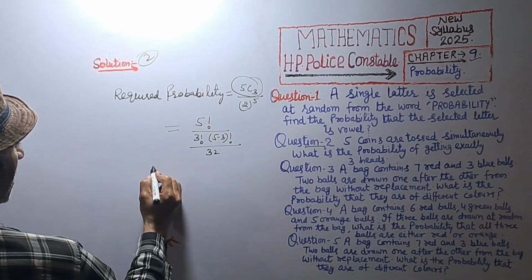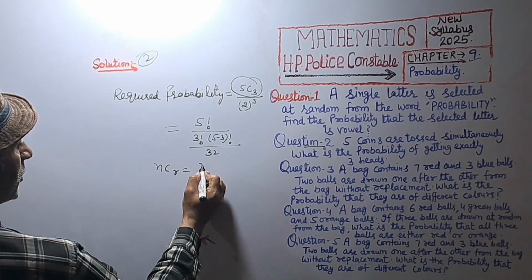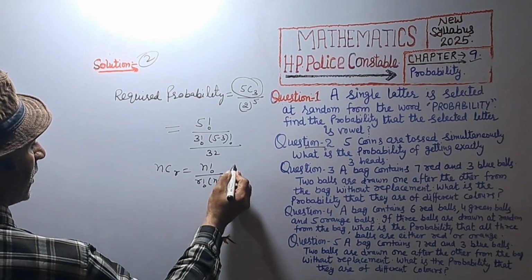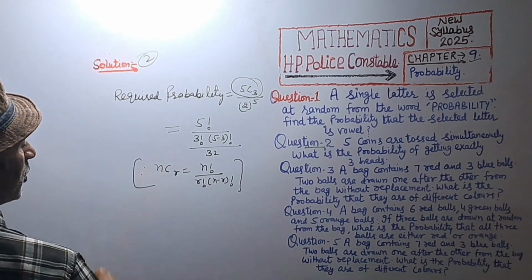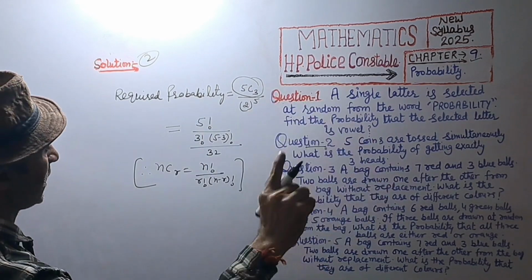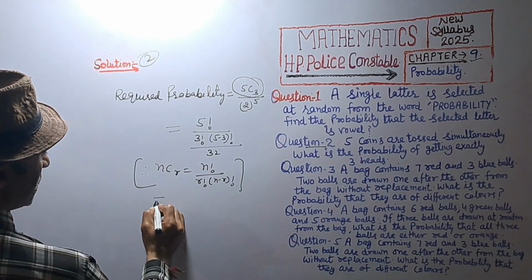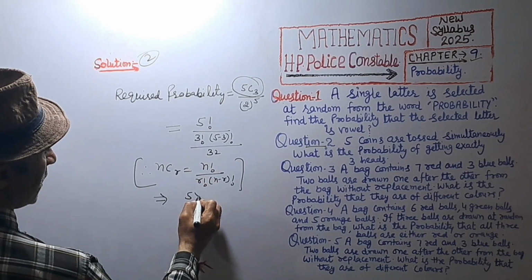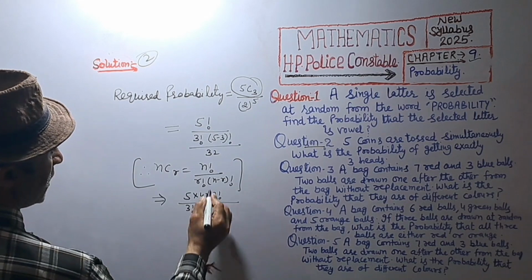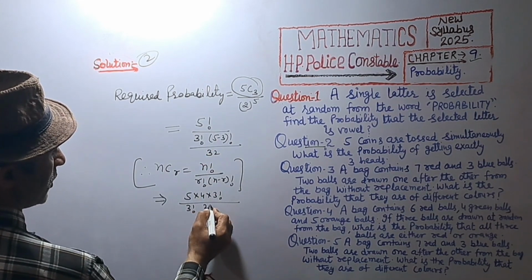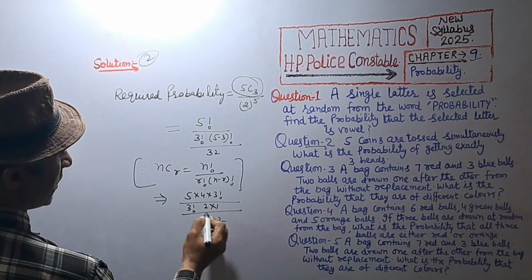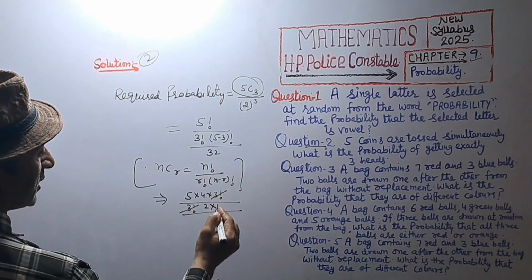And nCr is equal to n factorial upon r factorial into n minus r factorial. It's the combination formula, that is nCr equal to n factorial upon r factorial into n minus r factorial, which implies 5 into 4 into 3 factorial divided by 3 factorial into 5 minus 3, that is 2 factorial, and 2 factorial is 2 into 1, divided by 32. 3 factorial is cancelled.